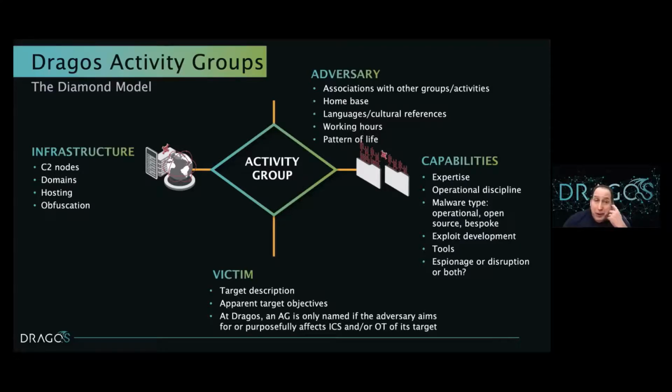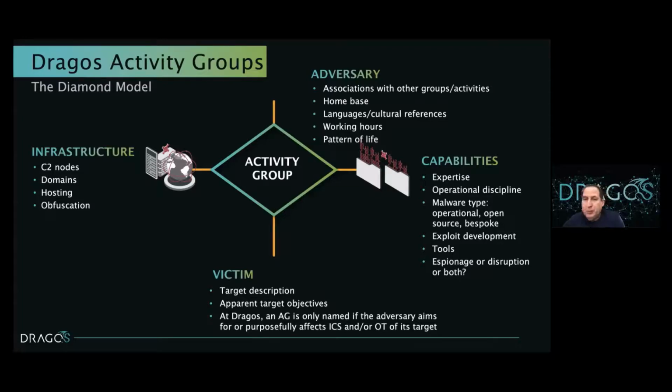So then you can say, we think they're using these C2 nodes. They're using Russian fonts. That doesn't mean anything, by the way. It could be anybody using Russian fonts, but it's actually used to make an assessment, and you plug it into this diamond model, and you can say, this is why we think they're targeting this operational technology vertical. And at Dragos, of course, activity groups are only named if the adversary purposely affects ICS and/or the operational technology of the identified target or targets.